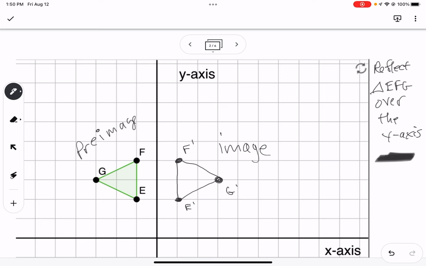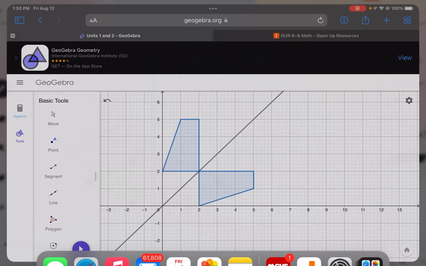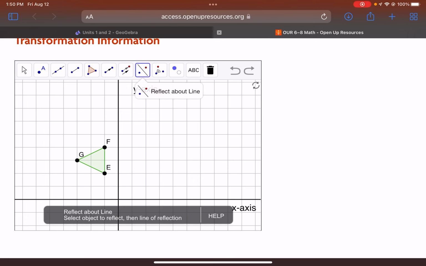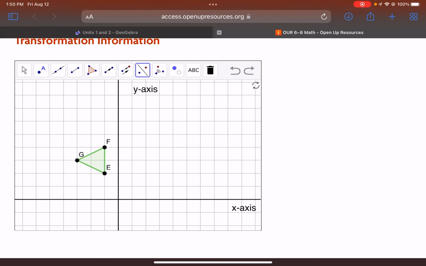It's reflected. I want to show you using the applet in case you're someone who was using it. So what you would like to do is make sure that you have your polygon graphed, your x and y axis graphed, so that you have a point of reference, and if you have coordinates that you have to prove your work with, that you have that. You hit the reflection tool right here, click your polygon, and then click your axis, and then there you go. E prime, F prime, G prime.